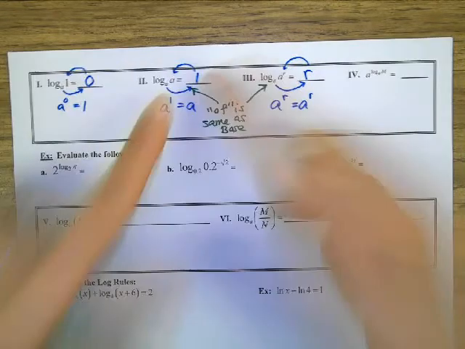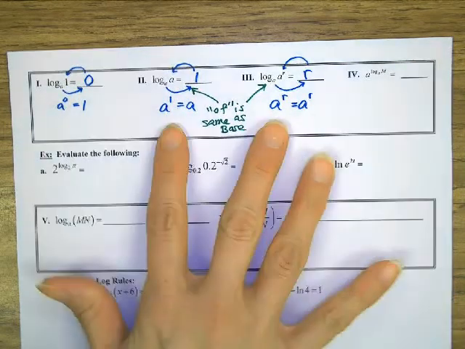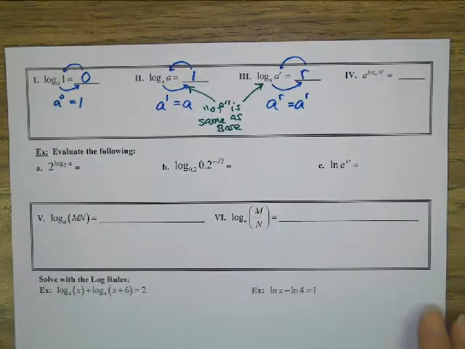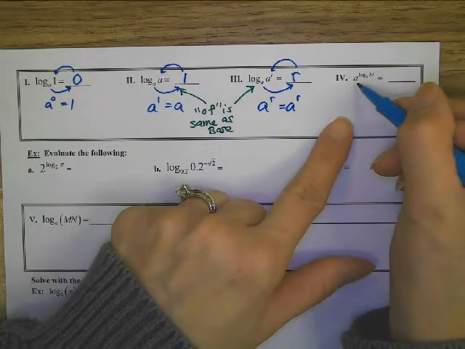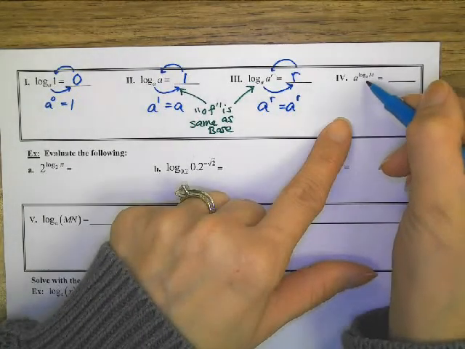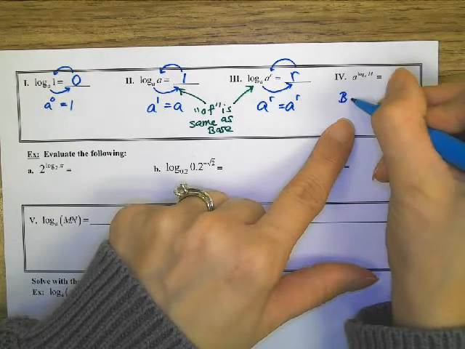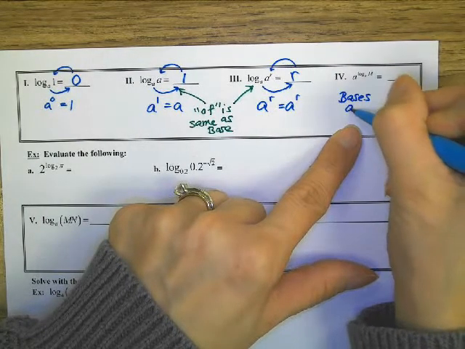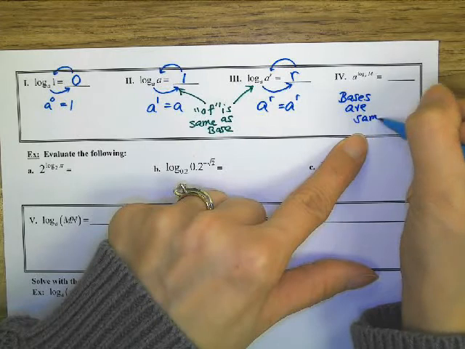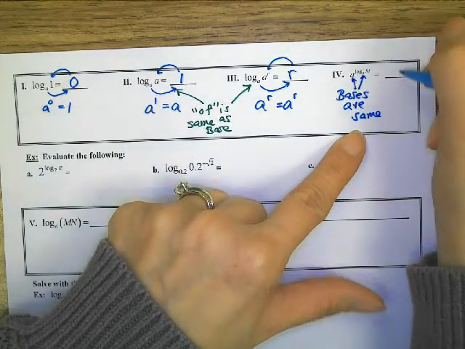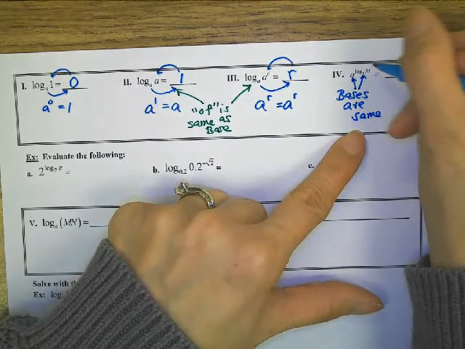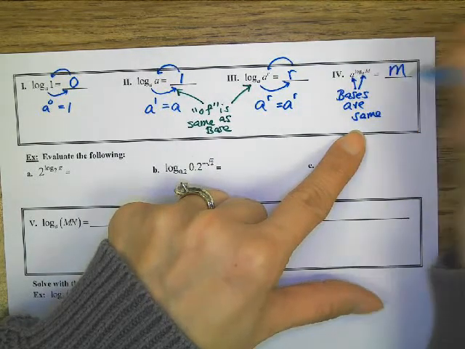Rule number 4 is a little different. I have base a to the power of log base a of m. I notice here that the bases are the same. If your base is a and your base is a, then let's take a guess. What do you think the answer is going to be? The only thing that's left is going to be an m. It's whatever is in the "of" in the exponent. That's a to the power of log.